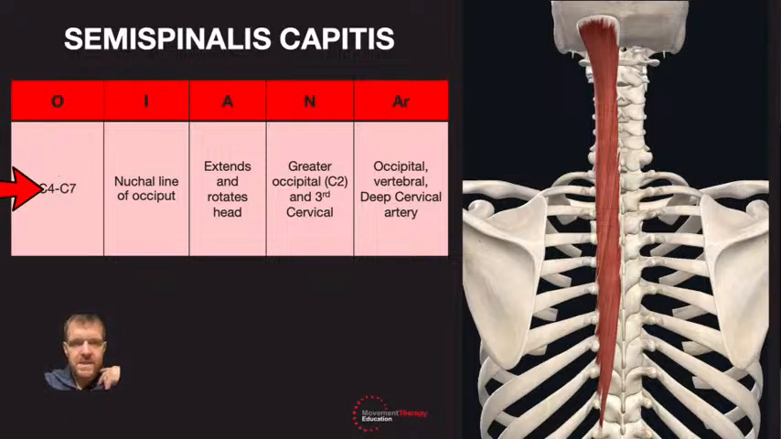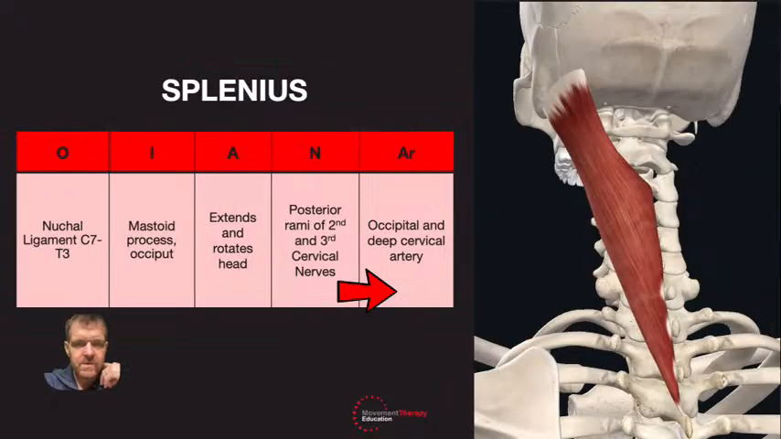So origin C4 to C7, that's the bit we're interested in the neck, but obviously we can see it's coming from a lot lower than that. And the insertion is on the nuchal line of the occiput. If you remember on the other ones, it was the inferior nuchal line, so it was underneath the nuchal line. This one's actually on it. So again, just to give you an idea of how close they are together, where they attach on the skull. So we've got extension and rotation.